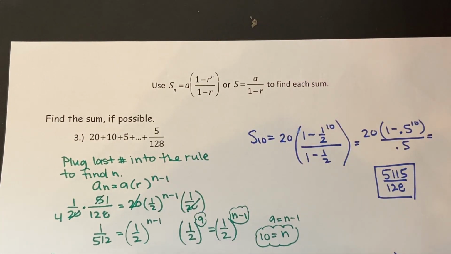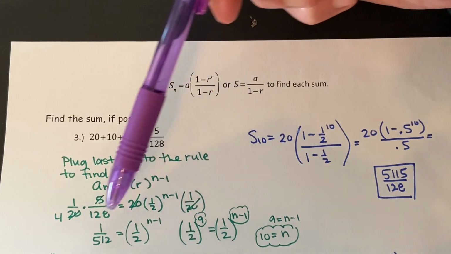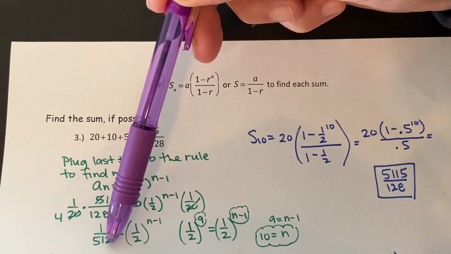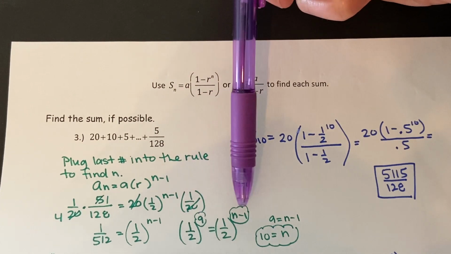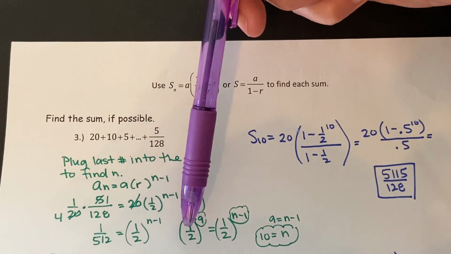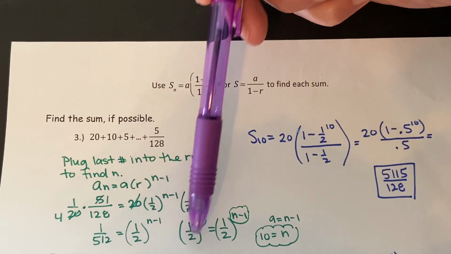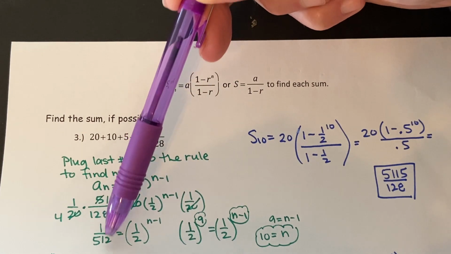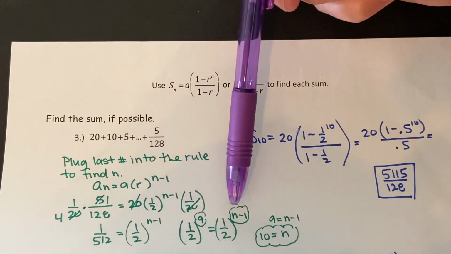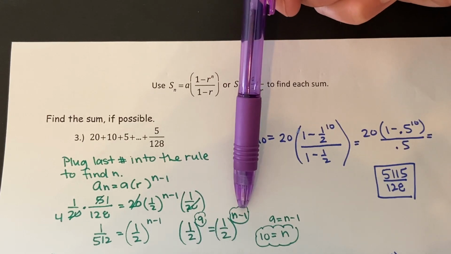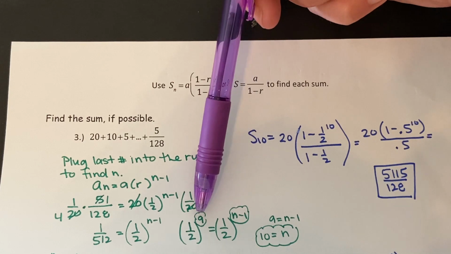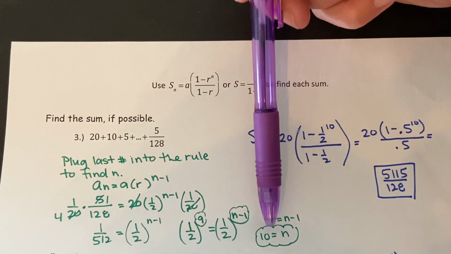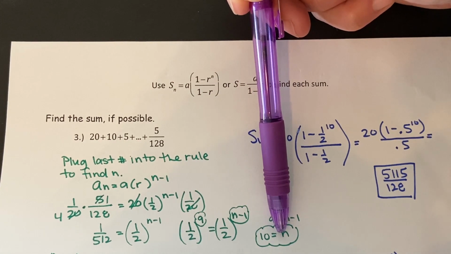I know that n is a whole number, so that's going to tell me that if I rewrite 1 over 512 as 1/2 to a power, then I can go ahead and compare my exponents. So 512 is 2 to the 9th, which means that I'm going to have 1/2 to the 9th is equal to 1/2 to the n minus 1. I can now set my exponents equal to each other, and if 9 is equal to n minus 1, then I get that my n is 10.